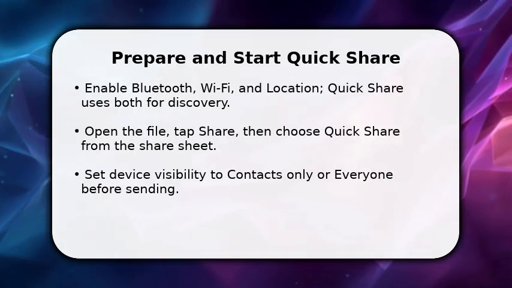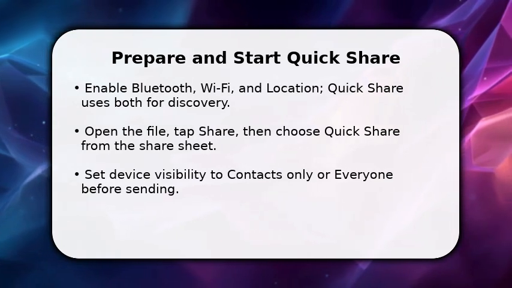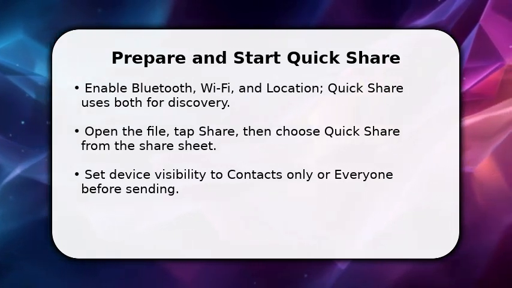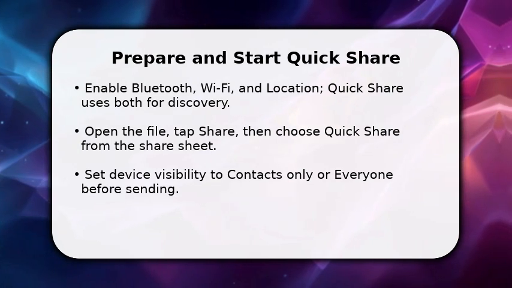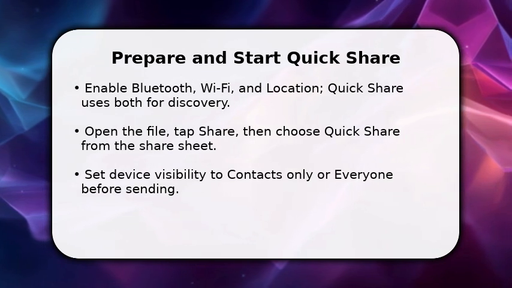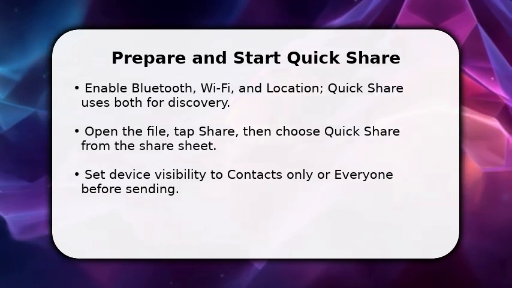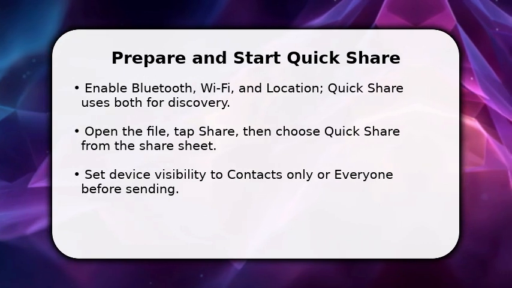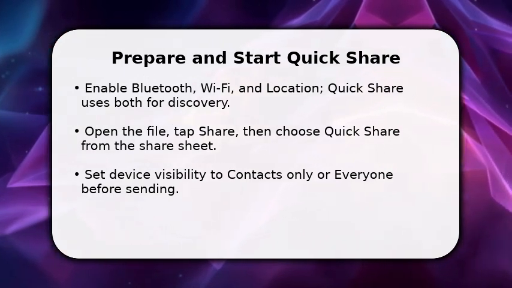You'll begin by enabling Bluetooth, Wi-Fi, and location because QuickShare uses discovery and fast transfer channels together. Once done, open the photo, video, or file you want to send and tap the share icon. Then select QuickShare in the share sheet so the system scans for nearby devices.